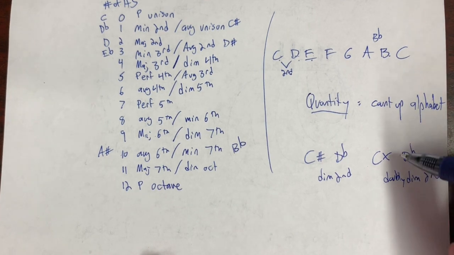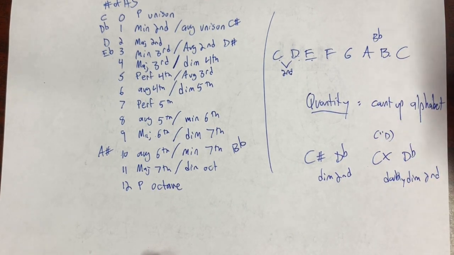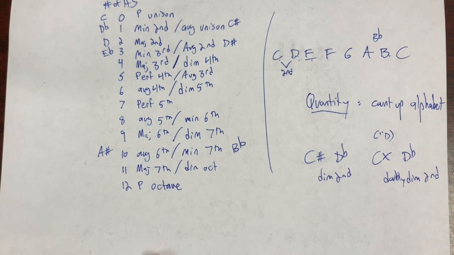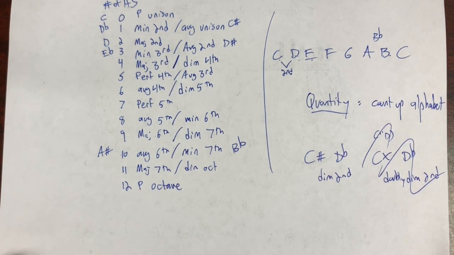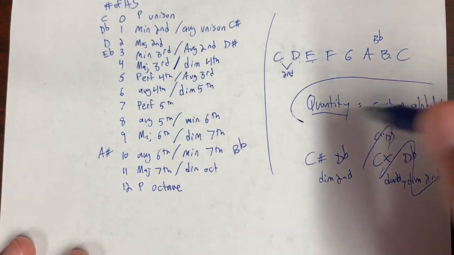Isn't that weird? Even though a C double sharp sounds like a D, so it sounds like it went down, we still call it a second, just a second that got shrunk so far that it went up instead of down. Doesn't really happen. This is just to show you how deep it gets. So just always remember, quantity, easy.